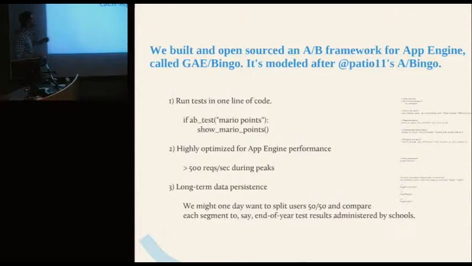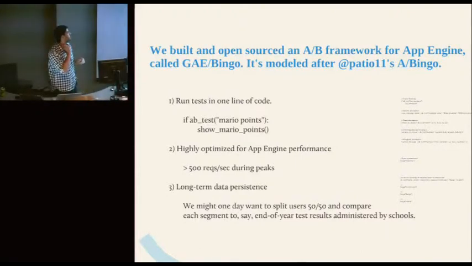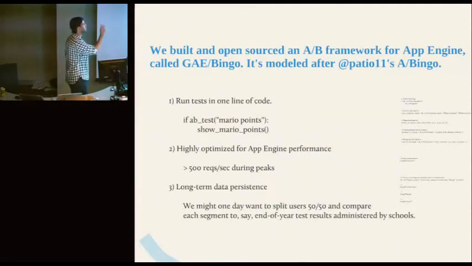It's also highly optimized. We're on App Engine these days, and during our peaks we have about 500 requests a second, so we can't have our A/B testing framework slowing us down, which combined with number 3 is difficult. Number 3 is we have to have our data persist long term.